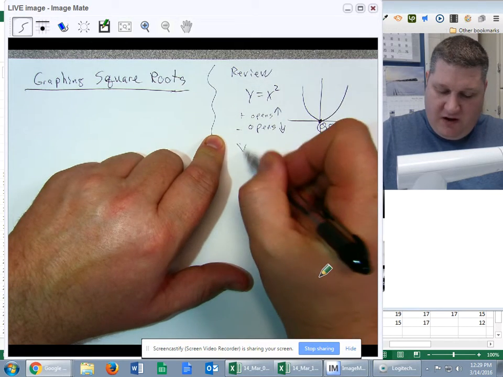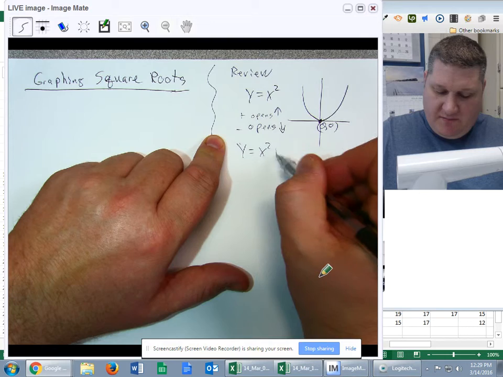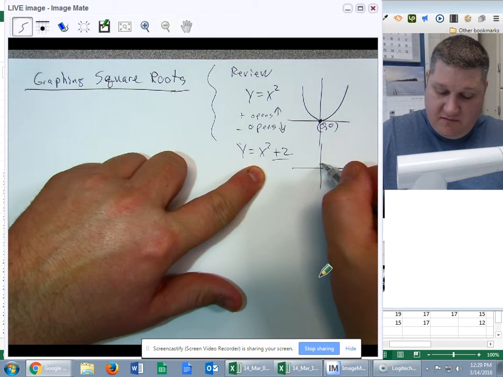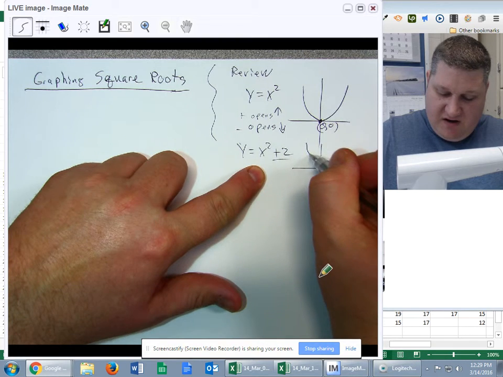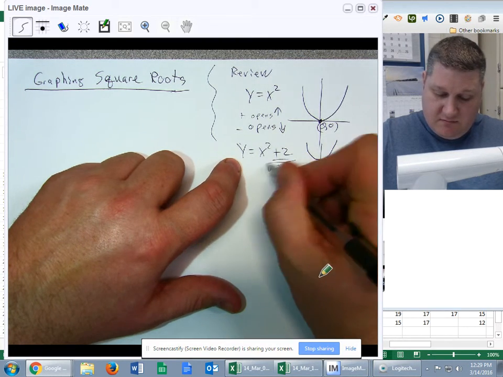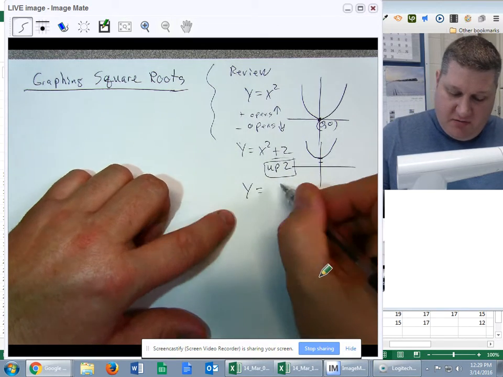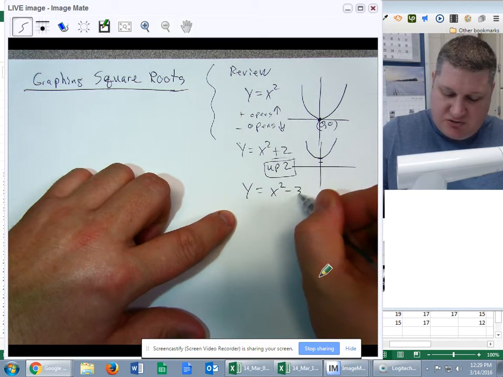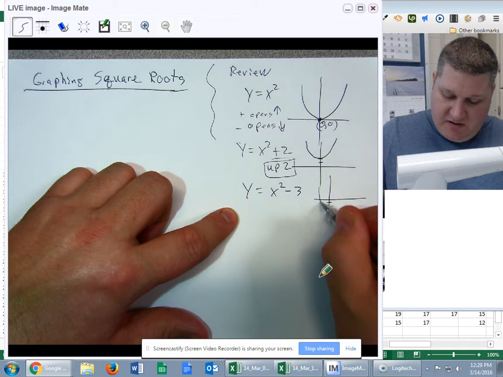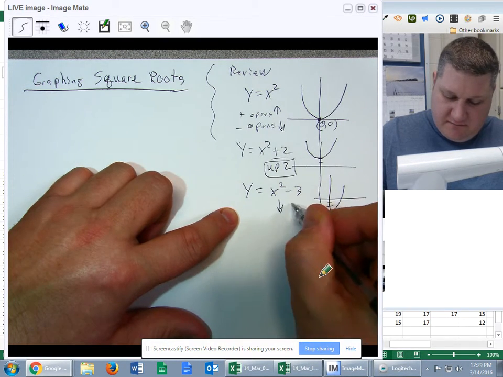If I put y equals x squared plus 2, and I put the plus 2 out back, what does it do to the graph? Raises it up 2 units. If I have y equals x squared minus 3, what does it do? It's going to go down 3.